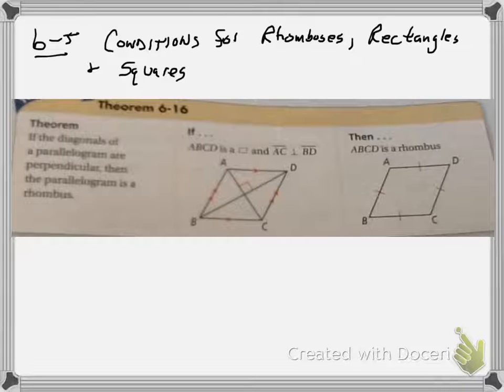Section 6.5 is about conditions for rhombuses, rectangles, and squares. In Theorem 6.16, it says that if the diagonals of a parallelogram are perpendicular, then the parallelogram is a rhombus. So we're basically just flipping the theorems we talked about last section and using this one. Okay?